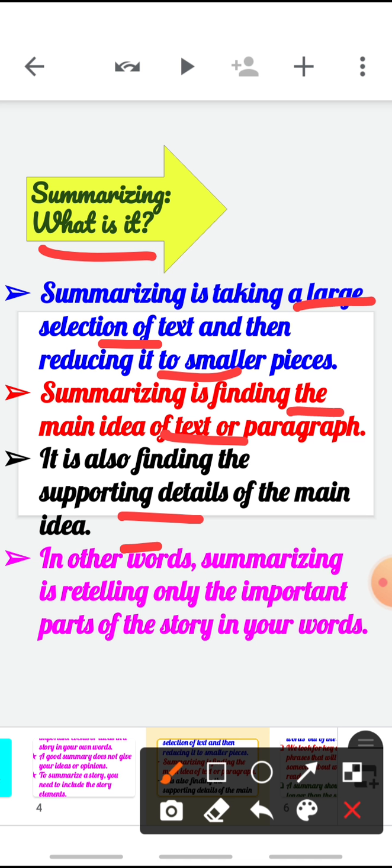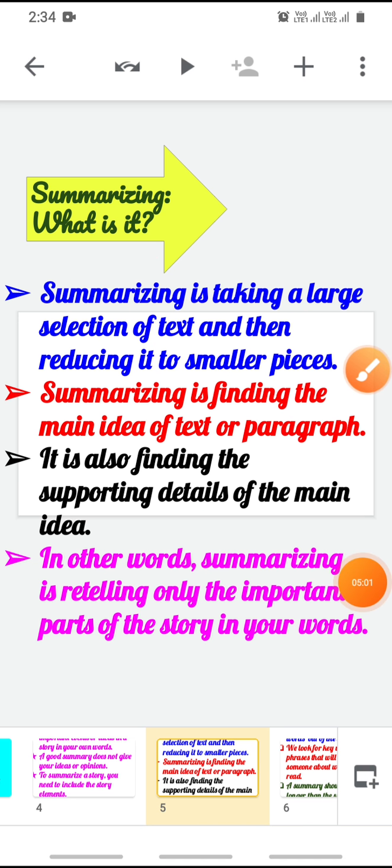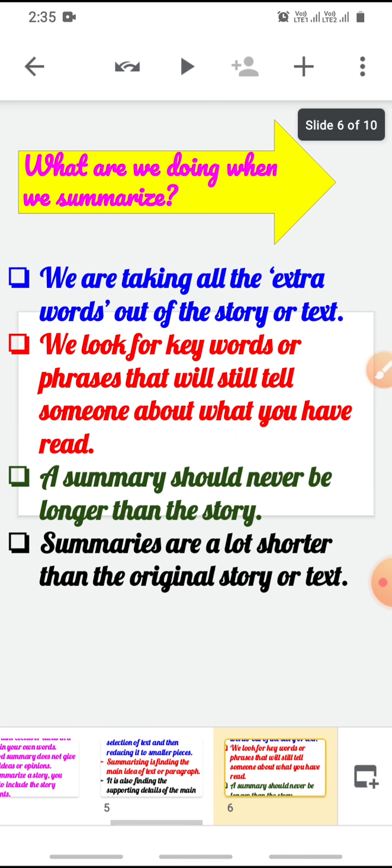In other words, summarizing is retelling only the important parts of the story in your own words. That means while summarizing, you have to pick out only the important parts of the story. So, what is summarizing? Summarizing is retelling only the important parts of the story in your own words.